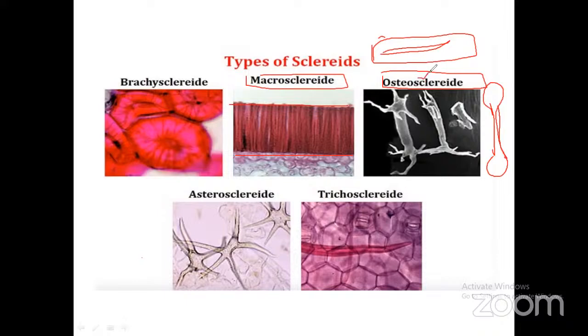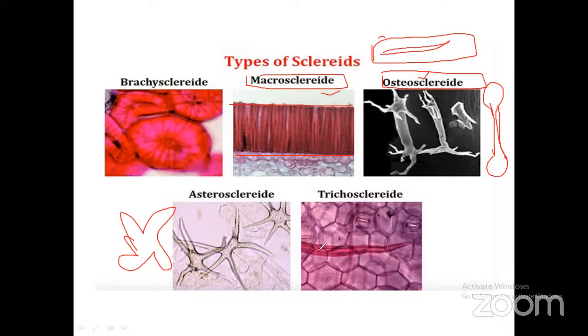So the osteosclerides and macrosclerides both are found in the seed coat. Next, star-shaped sclerides, the asterosclerides. They are star-shaped. The name suggests that they have lobes and arms radiating. We can observe them radiating like this. The number of radiating arms varies in different species. Asterosclerides are frequently found in the petiole of Nymphaea.